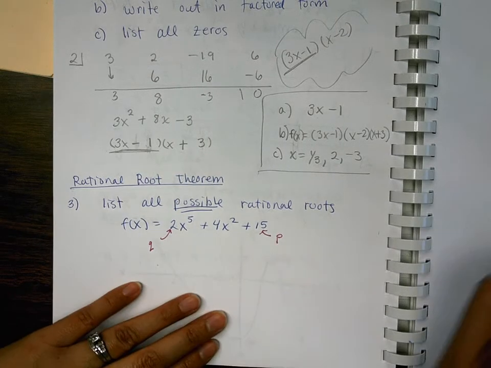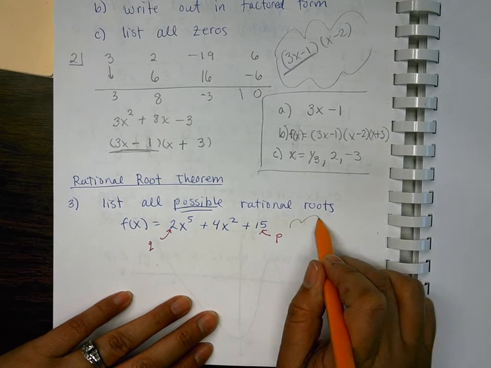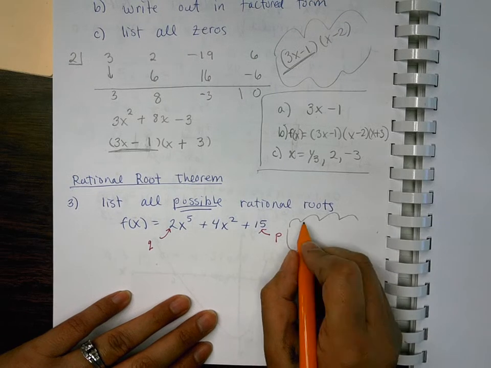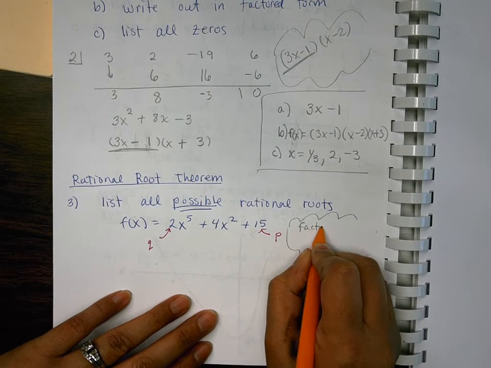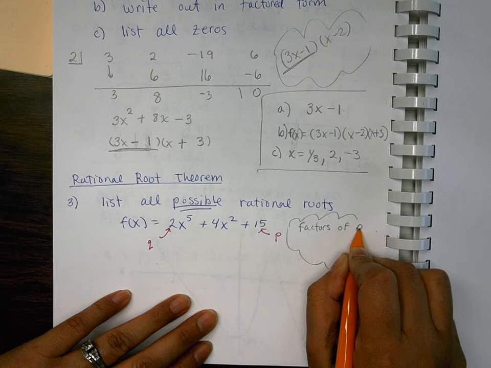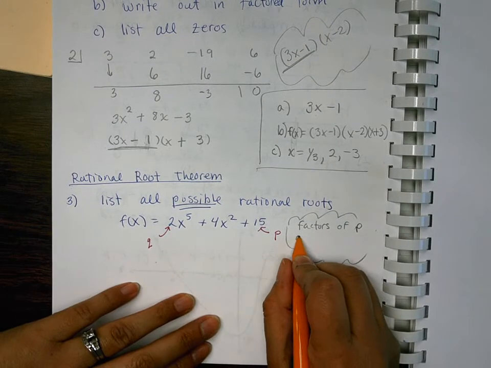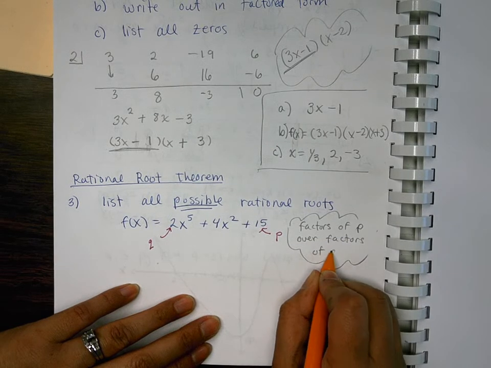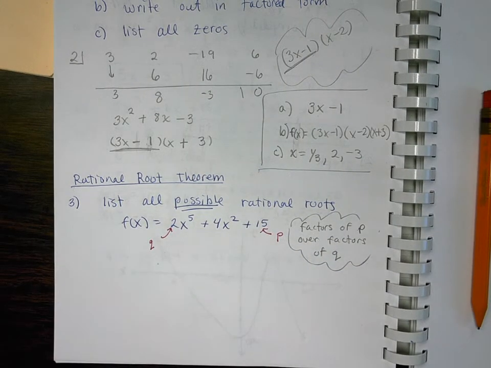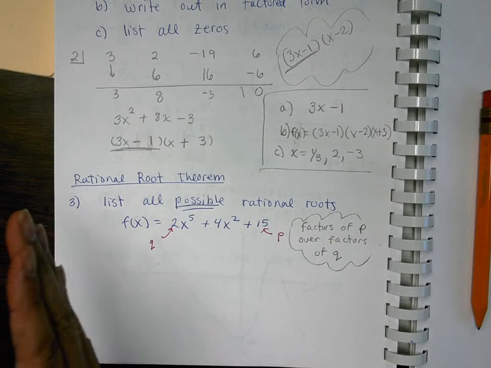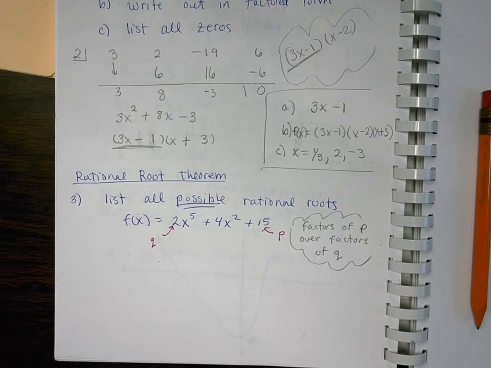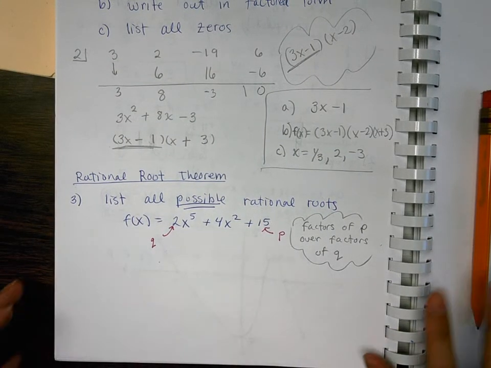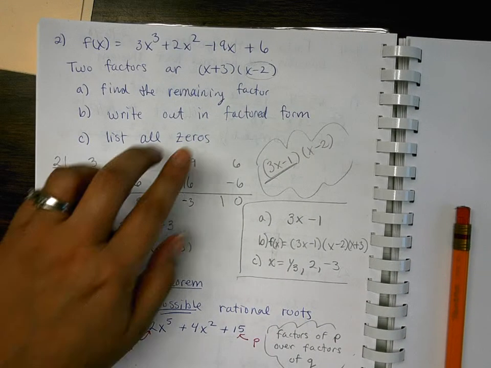And the way we find our possible roots is by working with factors of P over factors of Q. I'll explain what that means as we go. Factors of P over factors of Q. Factors of the end over factors of the beginning. Now what this tells us, how this helps us is over here in the last two problems, I kept giving you factors to work with.